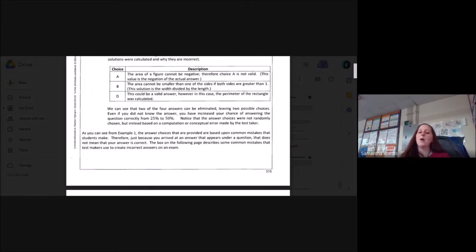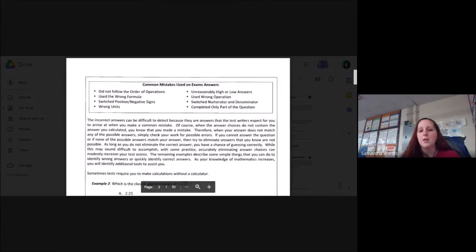As you can see from example one, the answer choices that are provided are based upon common mistakes that students make. Therefore, just because you arrived at an answer that appears under a question, that does not mean that your answer is actually correct. The box on the following page describes some common mistakes that test makers use to create incorrect answers on an exam. So some common mistakes: they don't follow the order of operations, you use the wrong formula, switch positive and negative signs, have the wrong units, have unreasonably high or low answers, use the wrong operation, switch numerator and denominator, and complete only one part of the question.